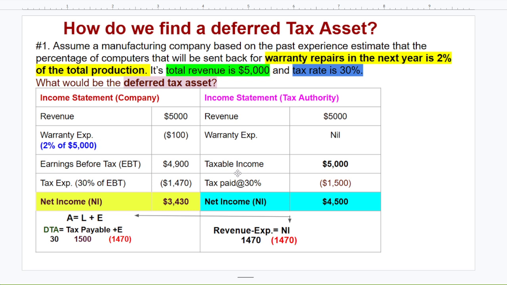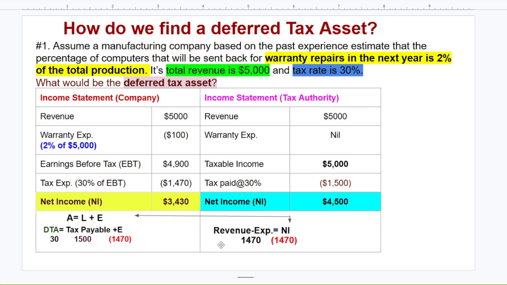Okay. Now what about the tax authority here? Then look at this here. That's the case of revenue is 5,000. Well, we don't have any warranty expenses because the tax authority never provides you this type of facility so that you could reduce the warranty expenses. Okay, so the taxable income will be the same. So what about the tax payable to the government here? So 30% of this value, that is 1,500. So net income, you can say that earning after tax, is 4,500.